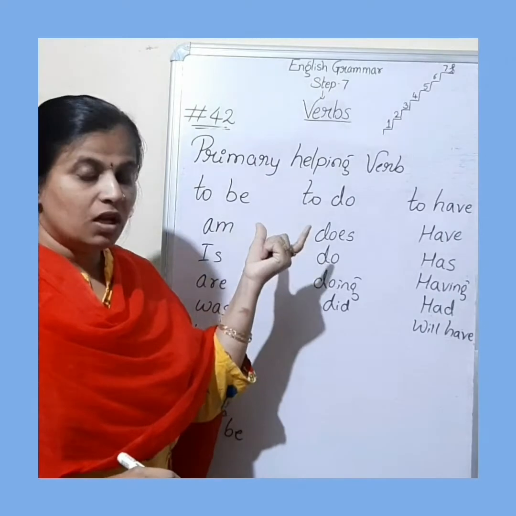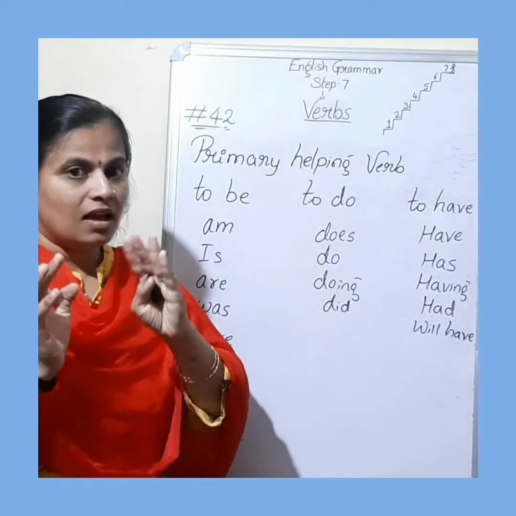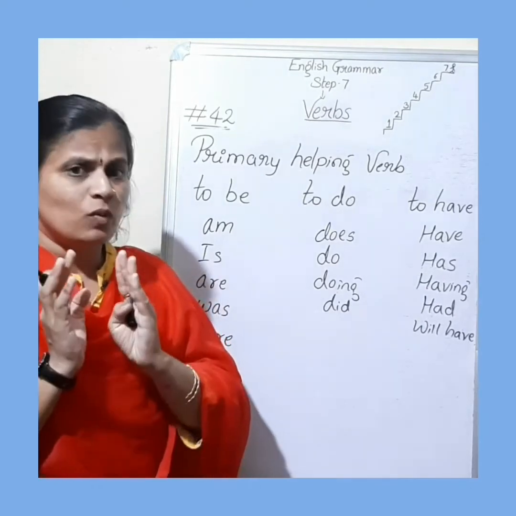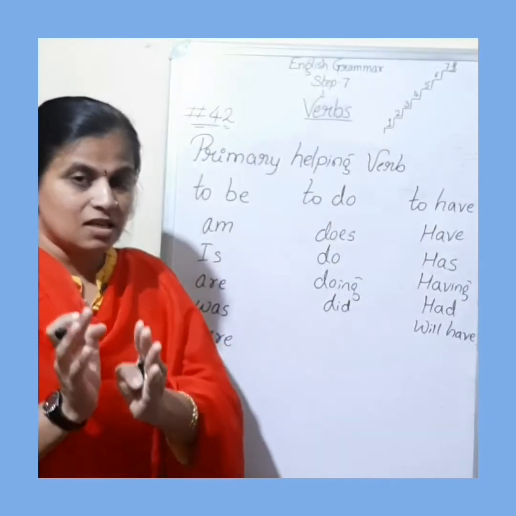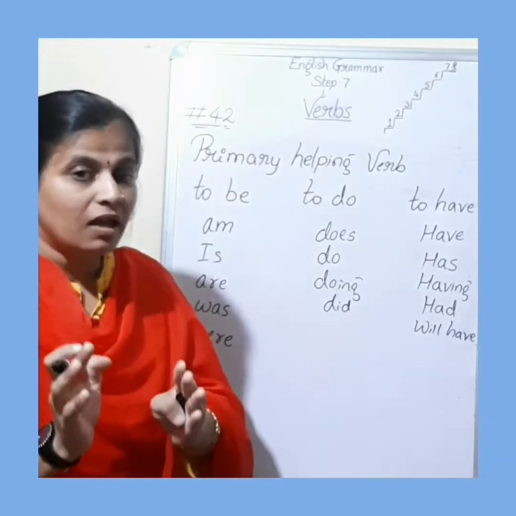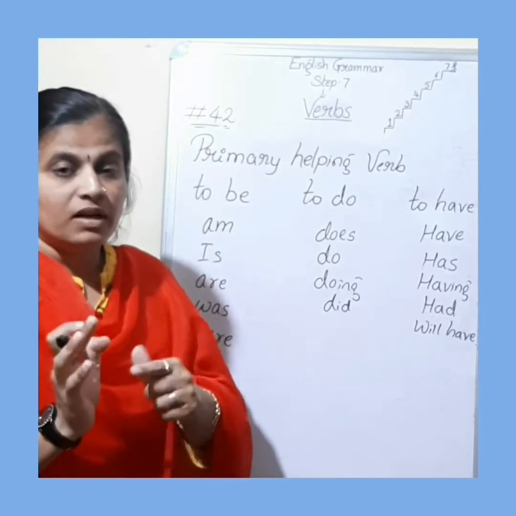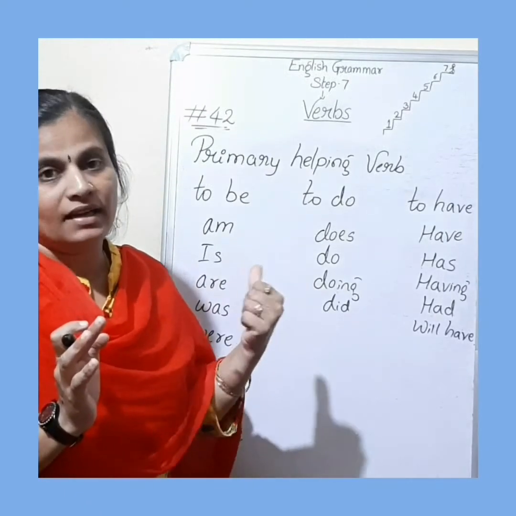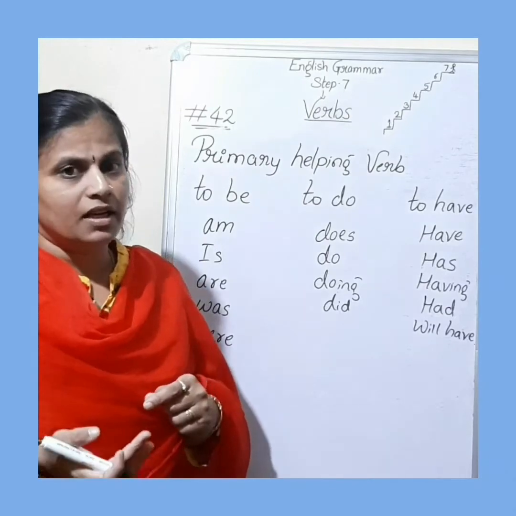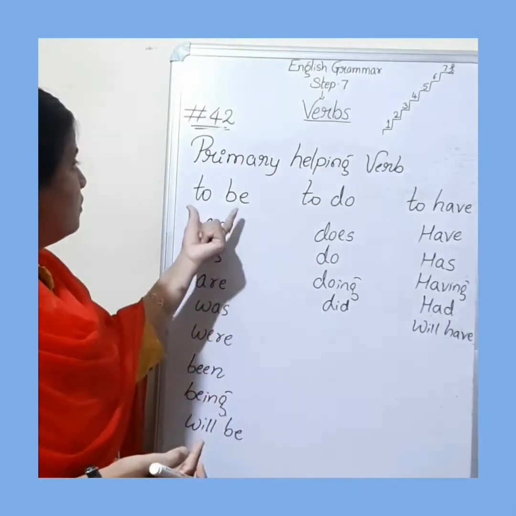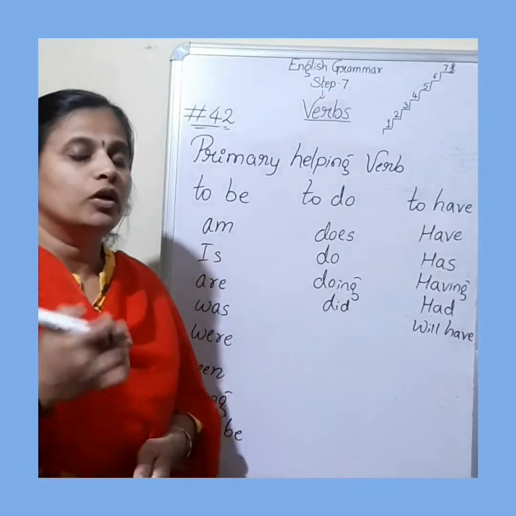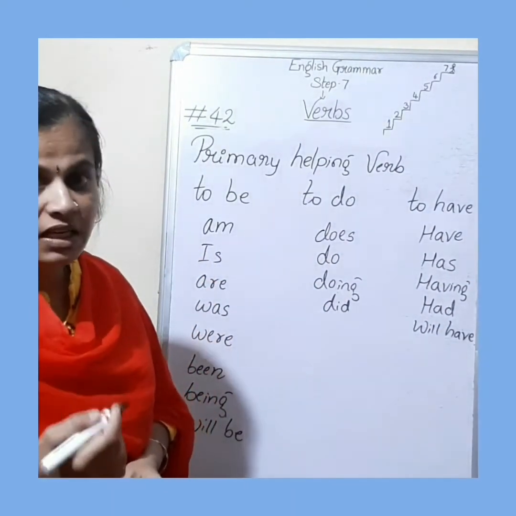Helping verbs act as helping verbs when they are with a main verb. Sometimes, where there is absence of a main verb, at that moment these may also act as main verb. Okay, let's look at it in detail with examples. First let's go with to be form, then to do form, after that we are going to get to have form in detail with examples.